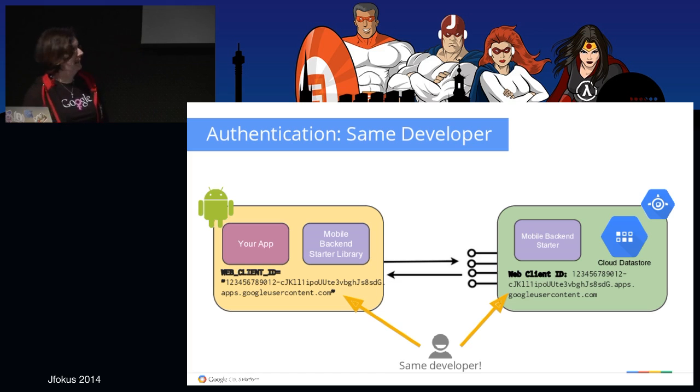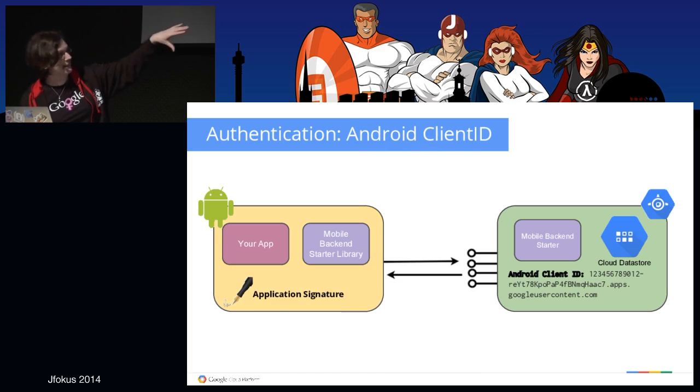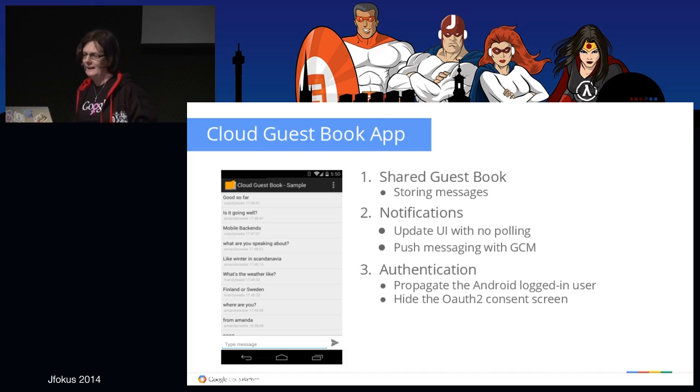And in summary, that's what this looks like, the first one, anyway, the web client ID. We create the web client ID on the server side, add that to the backend starter, and then add the web client ID on the client side as well. And we're effectively saying this is the same developer. We won't get the OAuth 2 screen anymore. And finally, the Android client ID, which is generated on the server side, but which represents the application signature on the client.